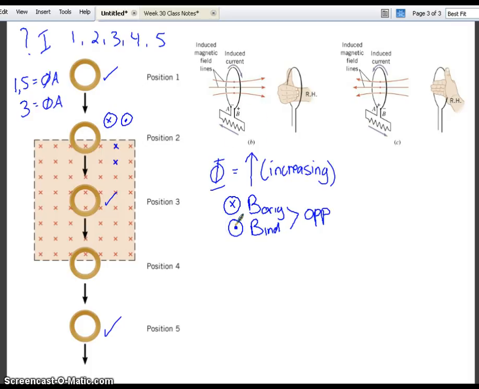And so if we did our right hand rule on this ring, our thumb would end up curling around this ring counterclockwise, so our fingers would curl under it and point out of the page. So the current at position 2 is counterclockwise.